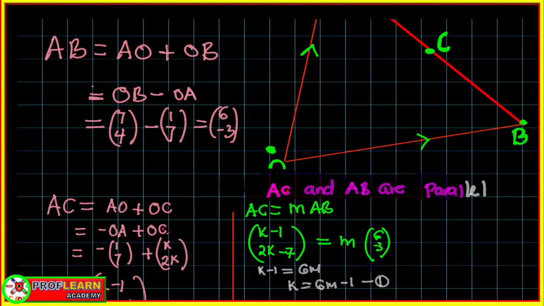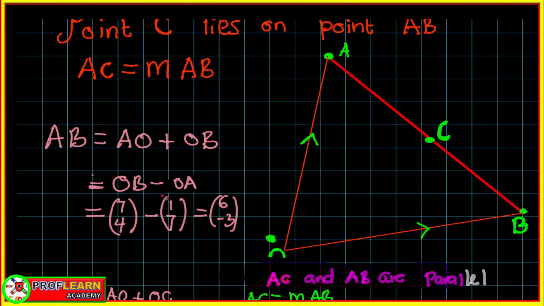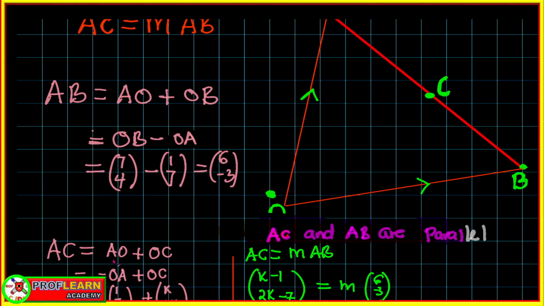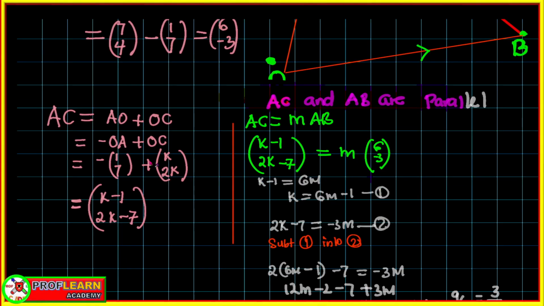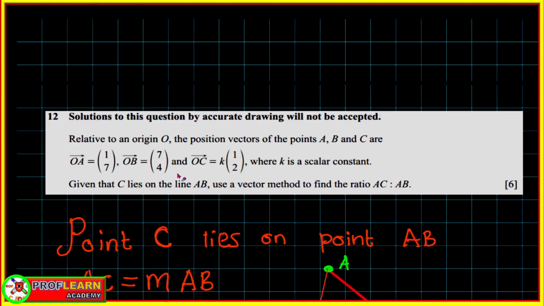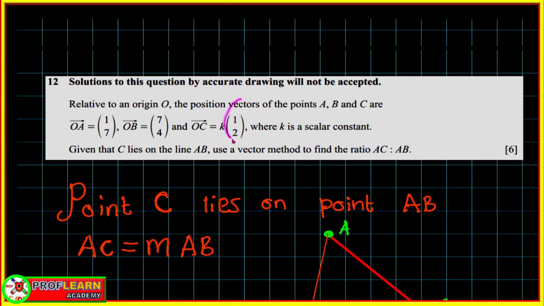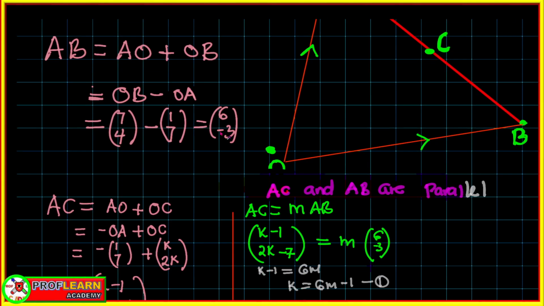We need also to find what AC is. For you to find AC, you need to move from A to O, then O to C. This is going to be AO, which is against the arrow, so negative OA, plus OC. Of course this becomes (-1, -7) plus (k, 2k), and the (k, 2k) is coming from OC, which we are given to be k(1, 2), so I've distributed the constant k into it.